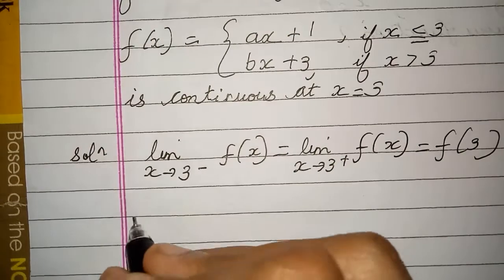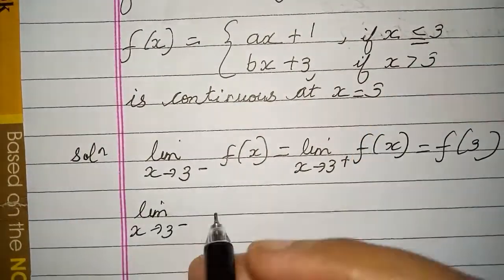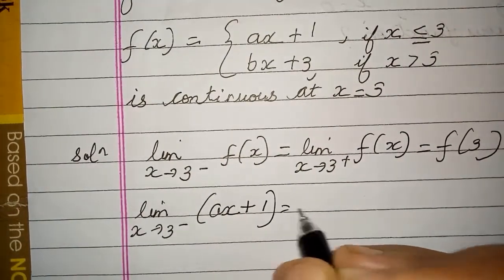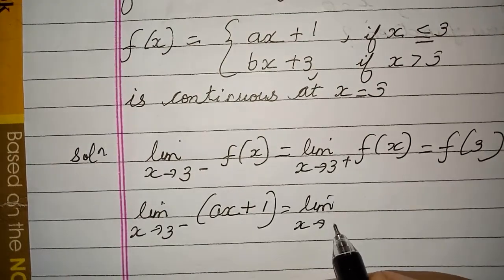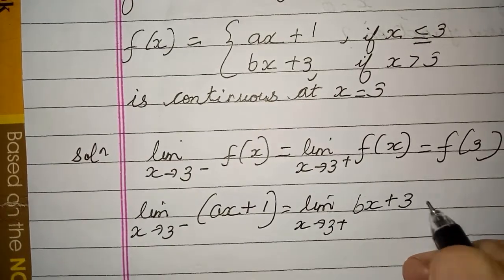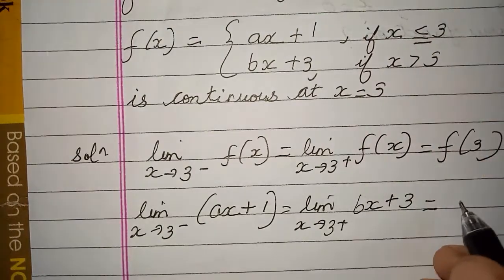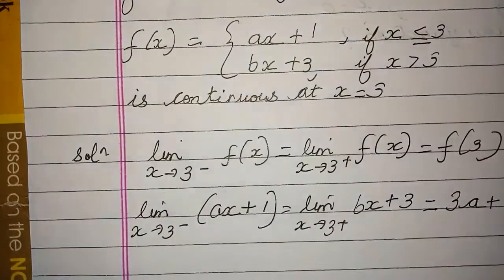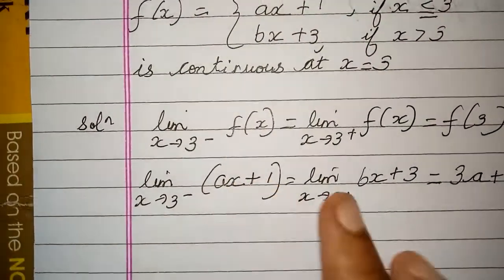Now what is your value? Substitute the value of the function. From the left side, x less than 3, the function is ax plus 1. When it is from your right side, that means greater than 3, it is bx plus 3. Now at f of 3, what is the function f of 3? It is 3a plus 1 because x will take the value 3. Okay, now simplify this.